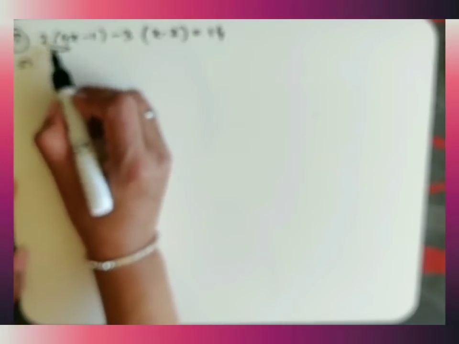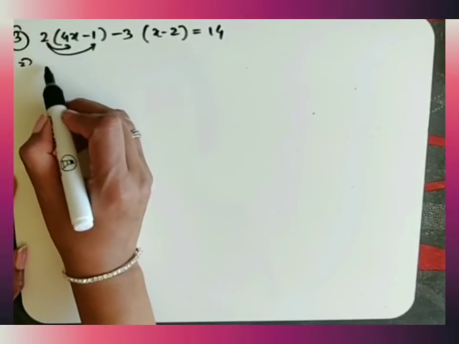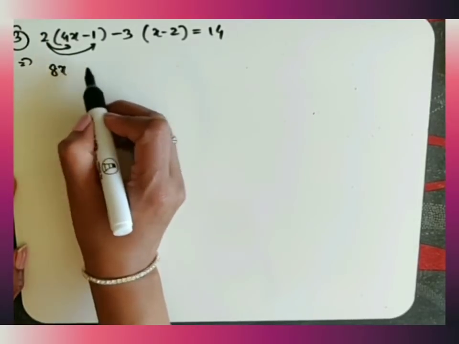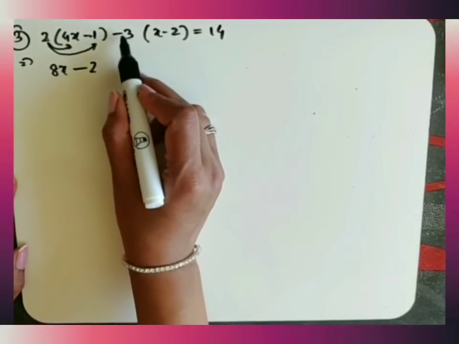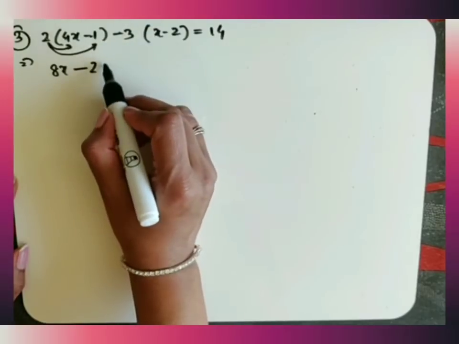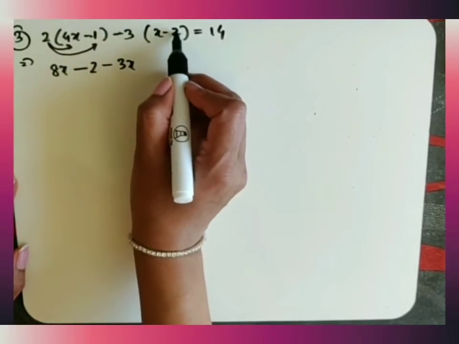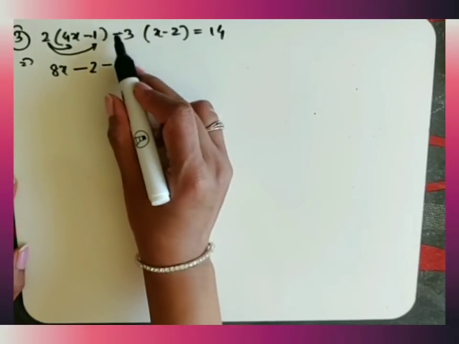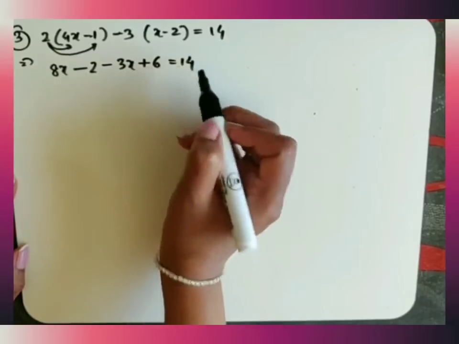We have to multiply and open the bracket first. 2 multiplied by 4x is 8x, minus 2 multiplied by minus 1 is minus 2. Then keep the minus sign here. Minus 3 is multiplied by plus x, which will be minus 3x. Then minus 3 is multiplying by minus 2, which will be minus minus plus 6 equal to 14.